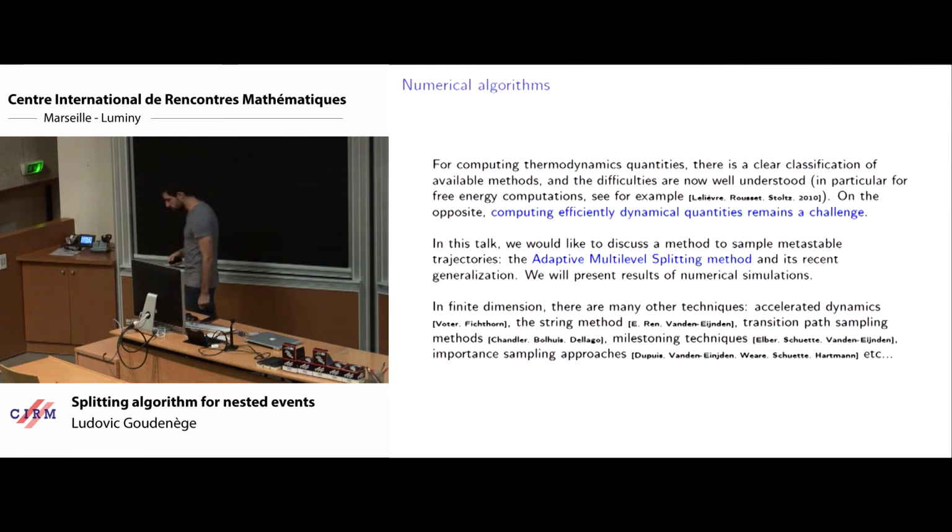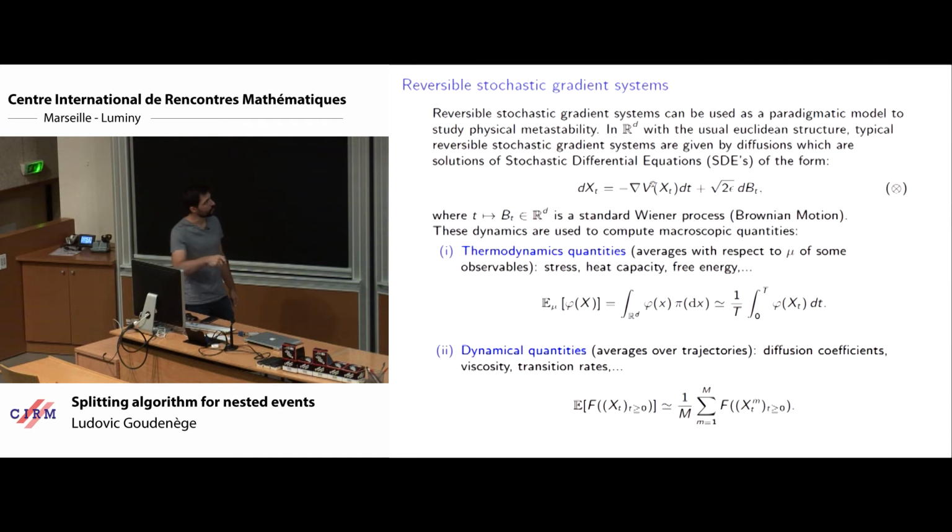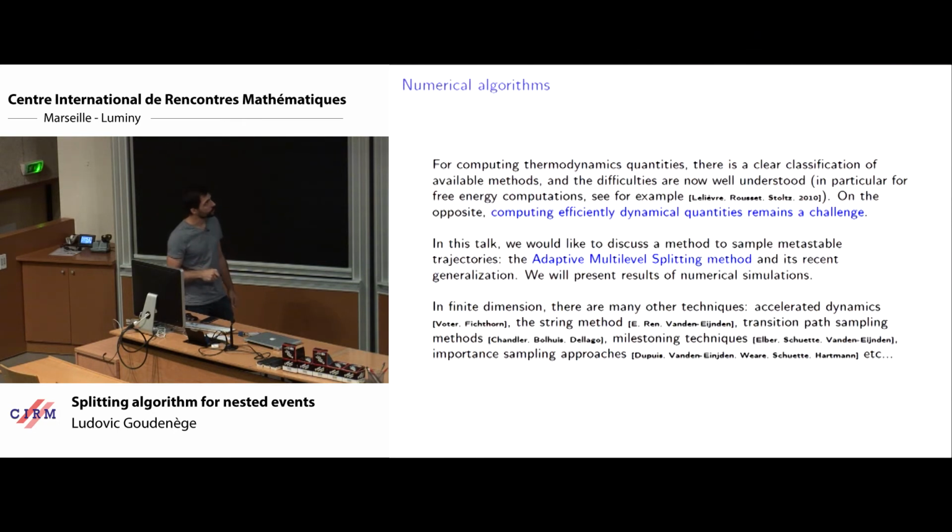So what is the idea of the numerical algorithm to bridge the gap between these two problems? You want to compute efficiently the dynamical quantities, so some things of all the trajectory. Maybe there are a lot of other procedures, but I want to present, in fact, the adaptive multilevel splitting method. This algorithm was developed first by Cérou and Guyader, and they prove that this algorithm is well adapted for this kind of problem.